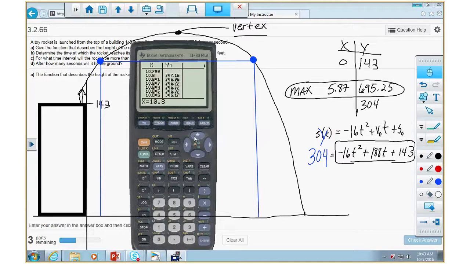Up. Too far. Oh, we're still going. Okay. That's up, up, comes down, comes down, comes down. 307, 306, 305. Oh my gosh, look at there, 10.82. So you can find it with the table.